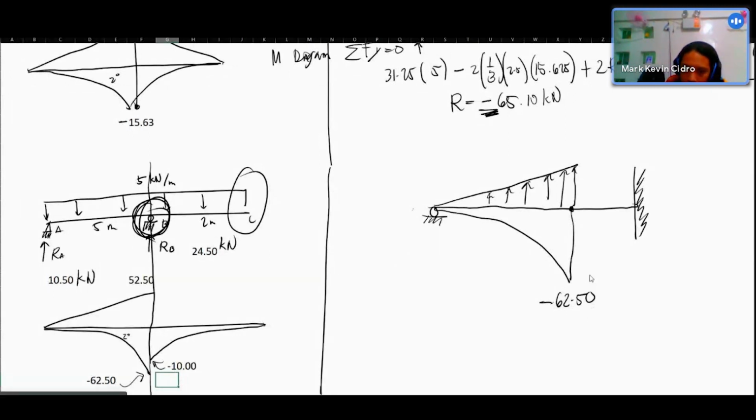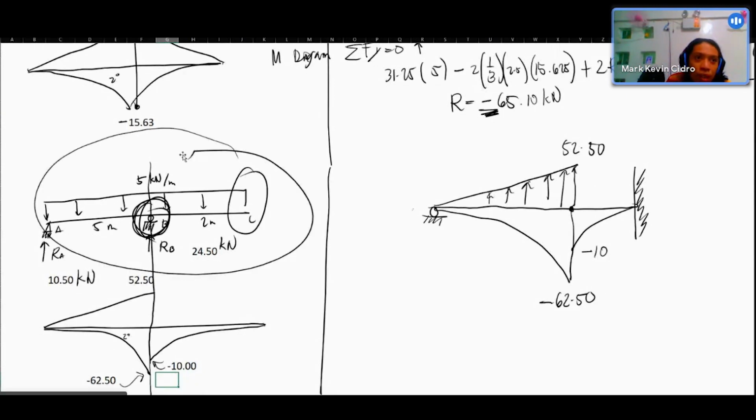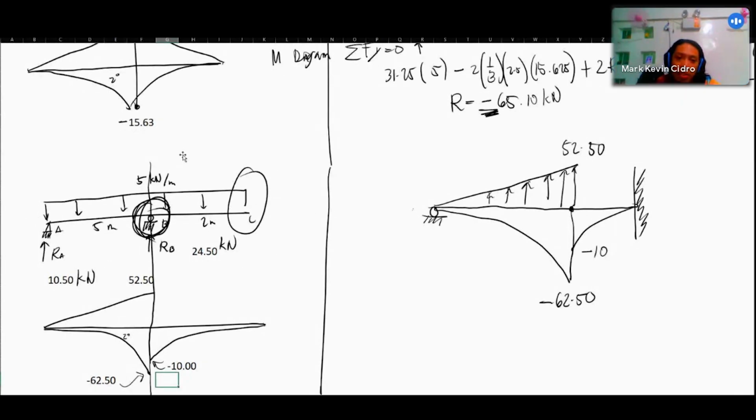62.5. Then here negative 10, 10 only? Yes. And here 52.5. Question: what is asked in our problem? This is our quiz. Find the deflection at the free end, right? Find the deflection at the free end.